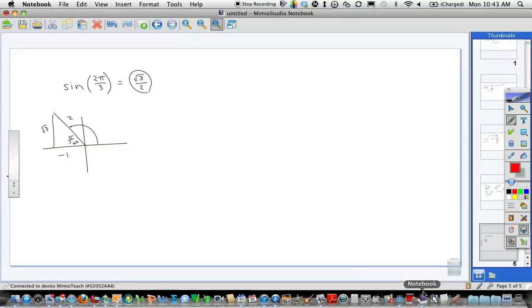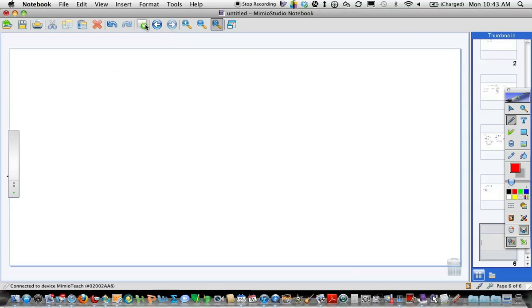Last thing here, some of this in action. Let's solve a trig equation. This is where this is going to come in most handy.